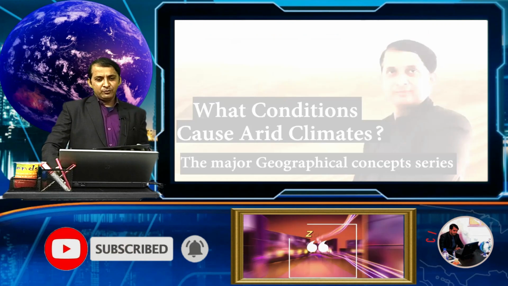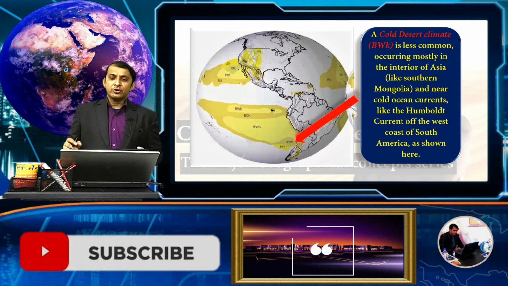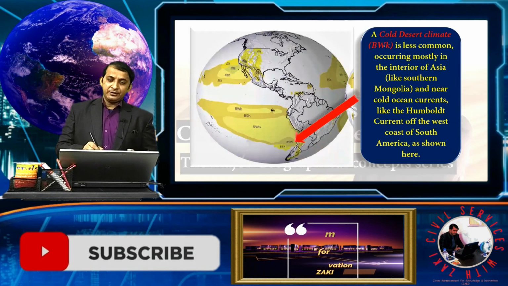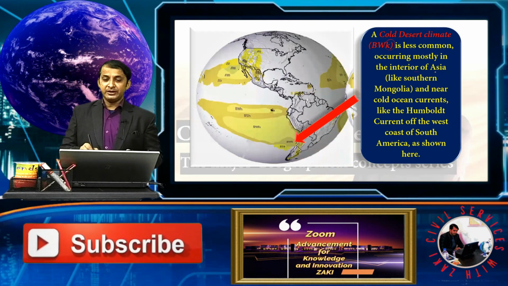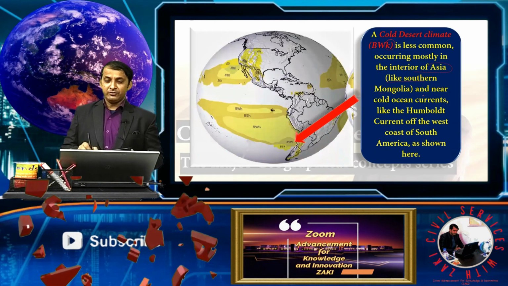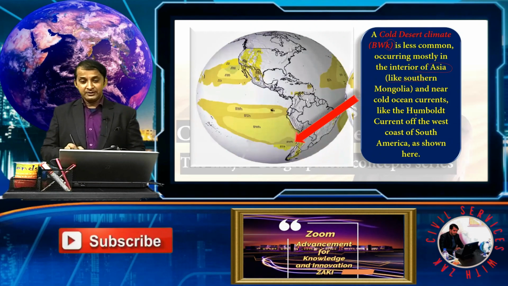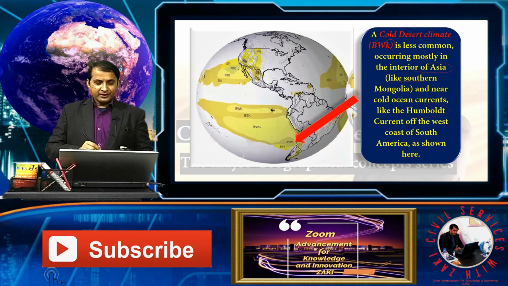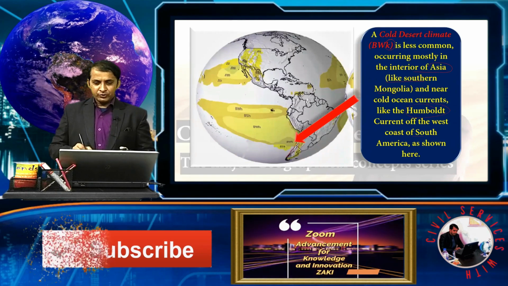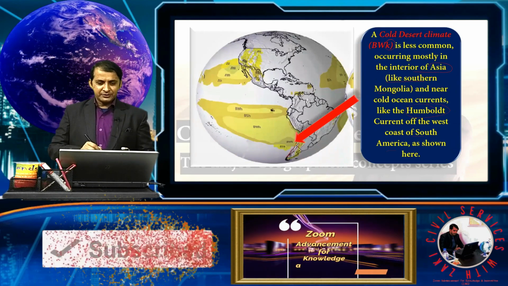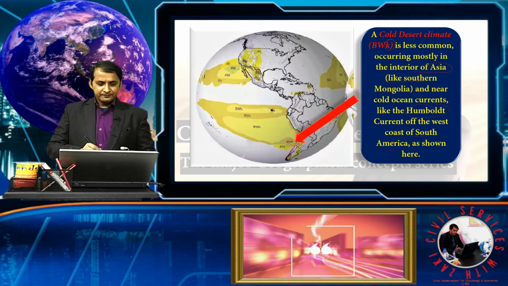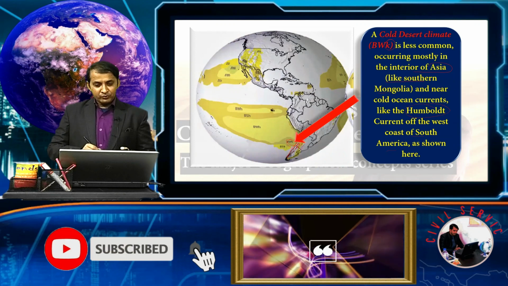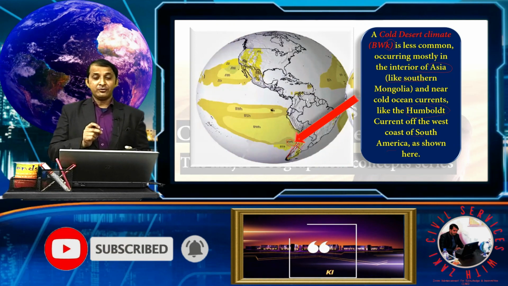We move forward and see the cold desert. Small k means cold. Cold desert is less common, occurring mostly in the interior of Asia, like Southeast Mongolia, and near cold ocean surface currents, like the Humboldt current on the coast of South America, as shown here. A small portion is generated here, and it is called cold desert.